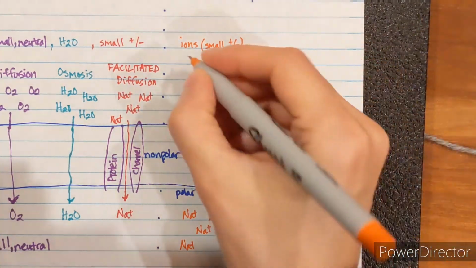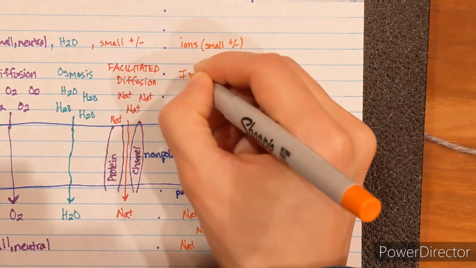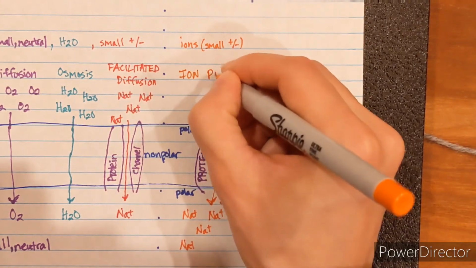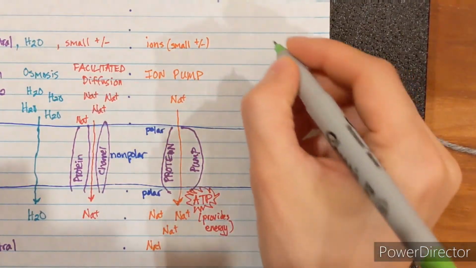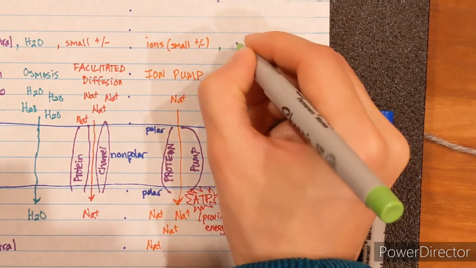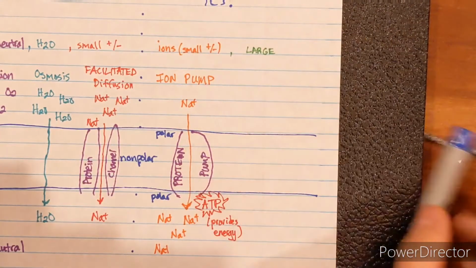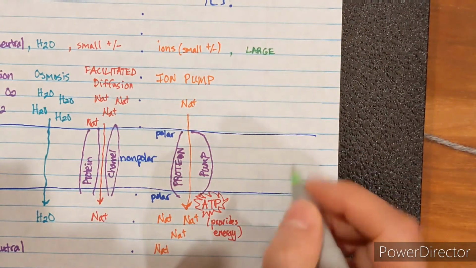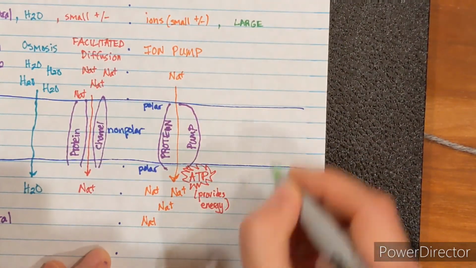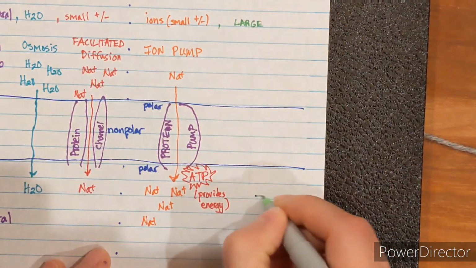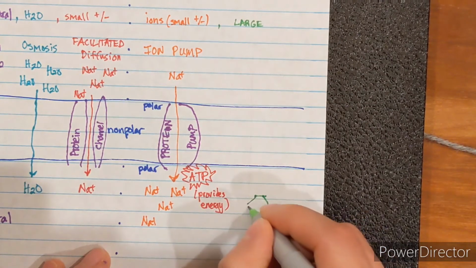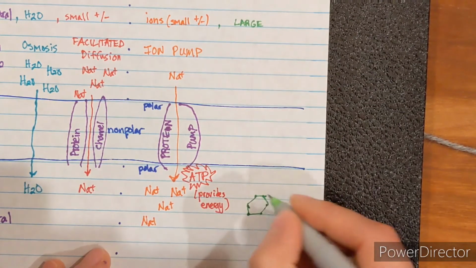Just realized we forgot to write our first type of active transport. That is an ion pump. Now let's talk about the ones we were just showing you guys, which was our large molecules, such as glucose. Say that we have, let's put it here, our large glucose molecule, nice little hexagon shape.